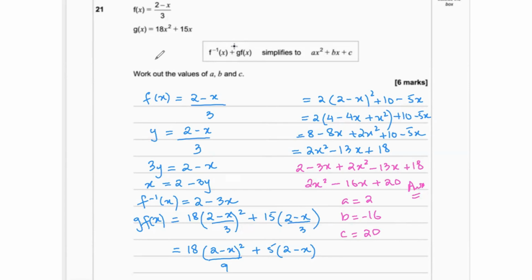So remember, whatever function is written second, like f of x was written second, so you put that in the function written first. So f of x goes into g of x. If it was f of g x, then g of x goes in f of x. That's how composite functions work.